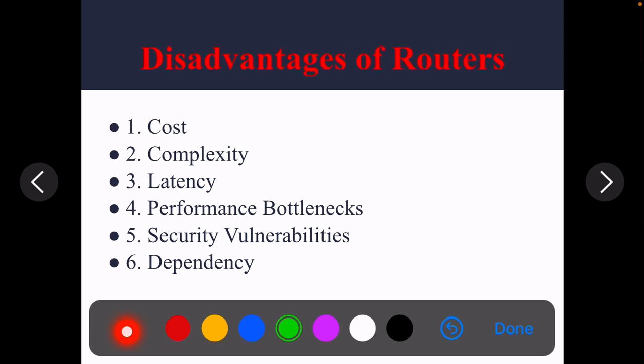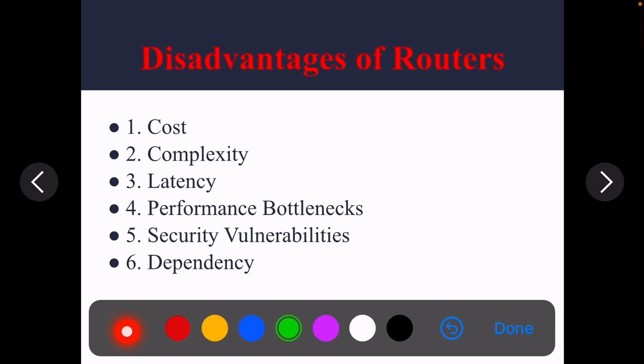The next thing is security vulnerability. In security vulnerability, it may be a target of attack. Routers being a central point in the network are prime targets for cyber attacks, and exploits in router firmware can compromise network security. And another one is if there is a configuration error, incorrect security configurations can leave networks vulnerable to unauthorized access and attacks. Okay, the next disadvantage is dependency.